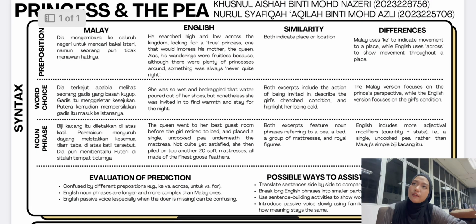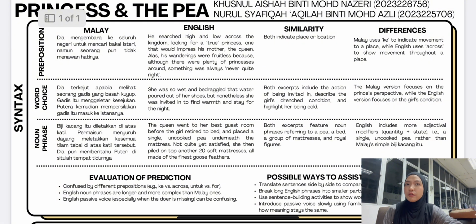So this is the contrastive analysis, and in syntax we have preposition. In Malay, dia mengembara ke seluruh negeri untuk mencari bakal isteri, namun seorang pun tidak menawan hatinya. While in English, he searched high and low across the kingdom, looking for a true princess, one that would impress his mother, the queen.